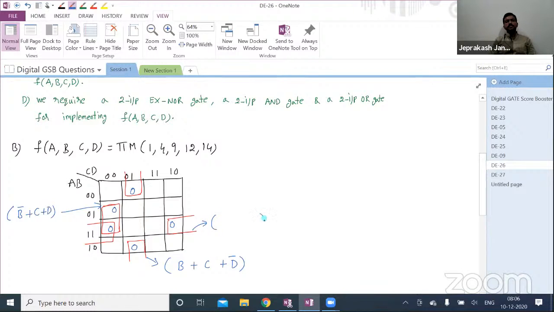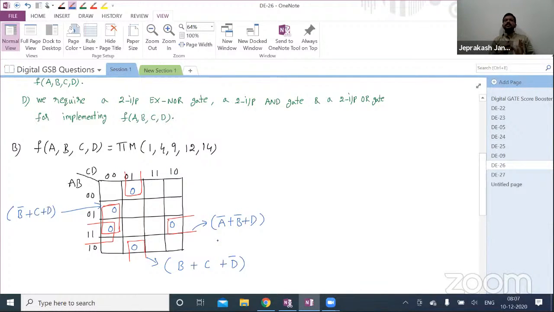What about this one? What is the term you'll get regarding grouping of these 2 zeros? Yes, very good, Supriya. A bar plus B bar. Row wise, A value 1, B value 1, A bar plus B bar. Column wise, D value 0, that means D.